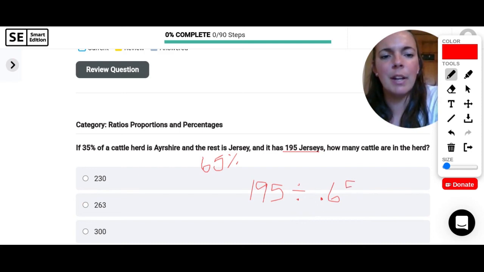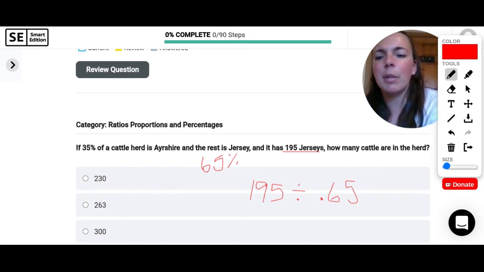Remember, swoop it twice. So divide it by 0.65. Okay, and when you divide, you should find 195 divided by 0.65. The question is how many cattle are in a herd. So we are going to find that that is 300. Always good to just go back and make sure you're answering the question that is asked. So we needed to find the total, and when we do that, we get 300.